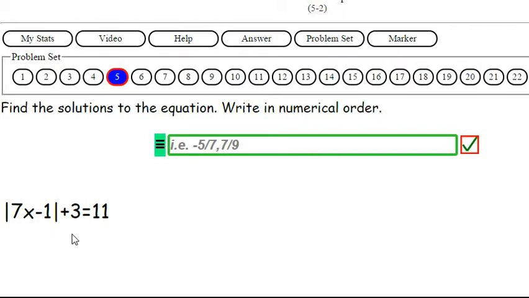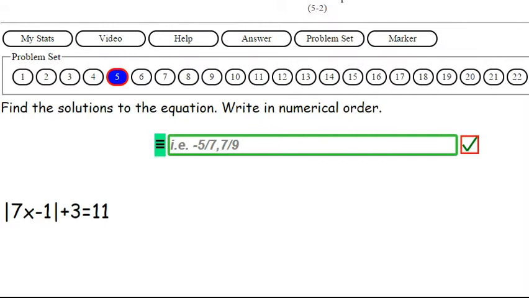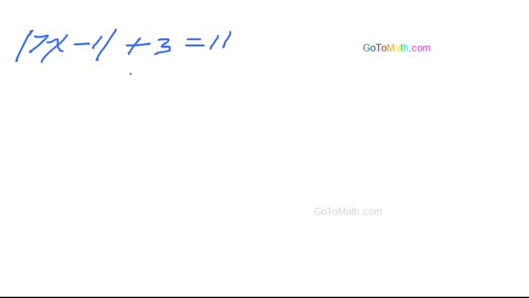Alright, so this looks a lot like the last one, 5.1 that is. Okay, so we've got the absolute value of 7x minus 1 plus 3 is equal to 11. And I'm going to make sure 7x minus 1, yeah.